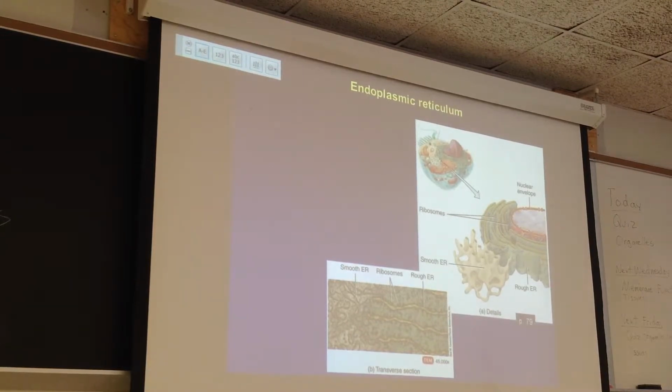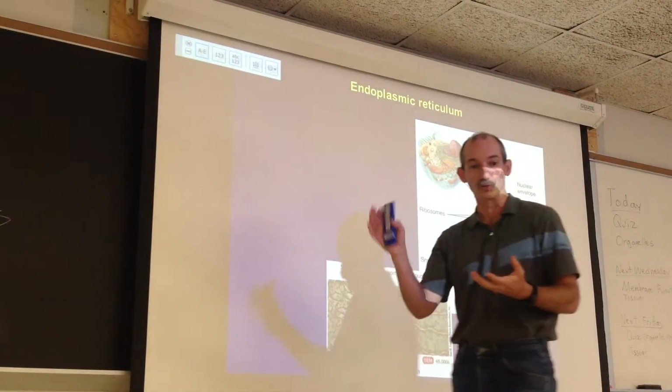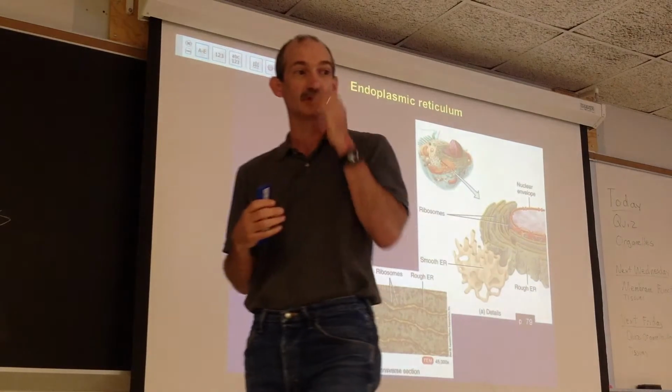Endoplasmic reticulum is our next organelle, sometimes abbreviated ER. Endoplasmic reticulum looks like a series of membranes and channels and folds and pockets. It's a highly folded membrane forming canals and passageways and cavities and chambers.